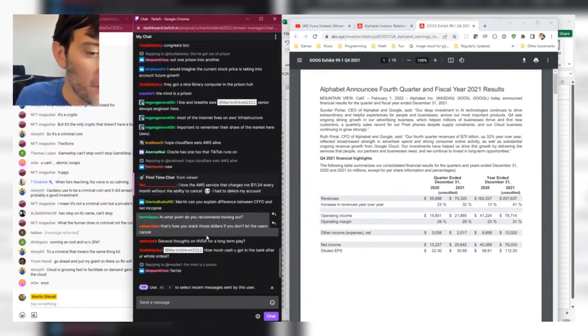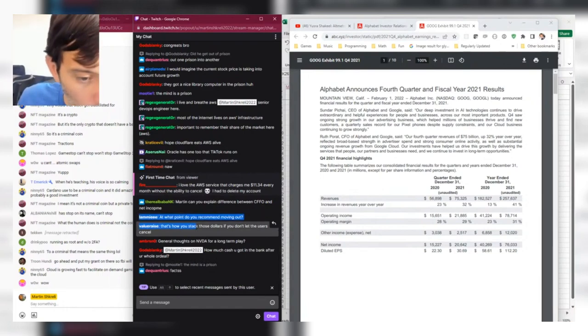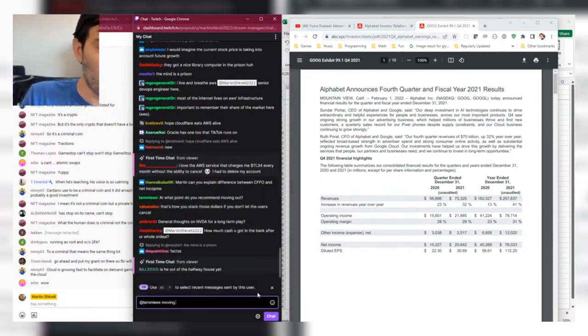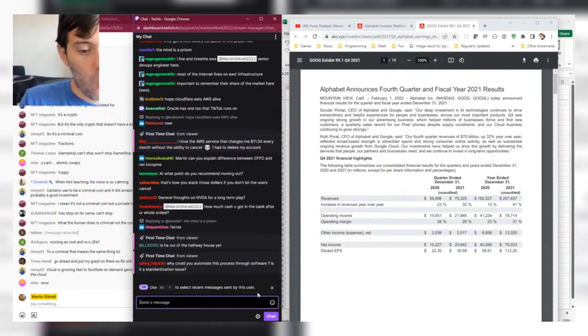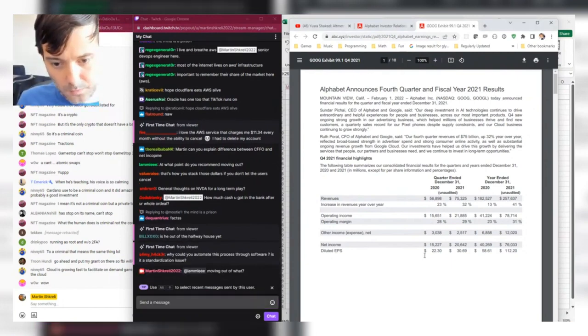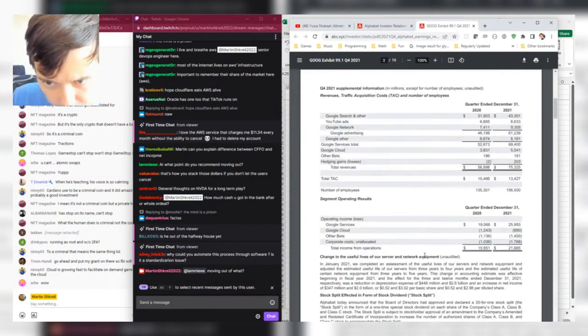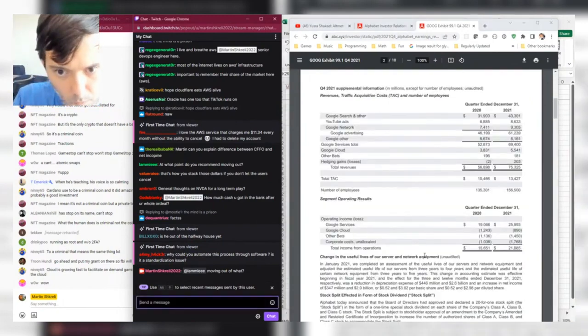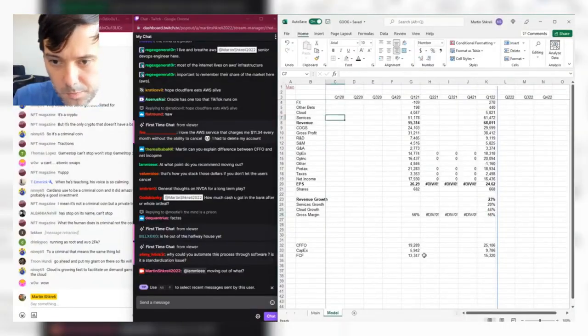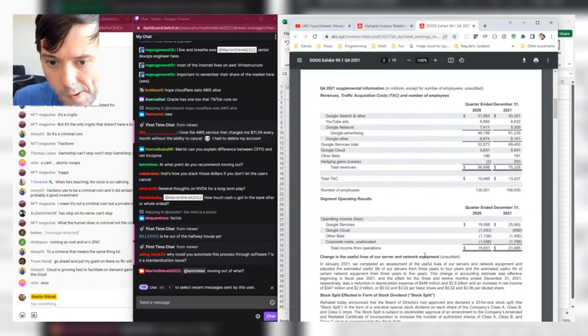At what point do you recommend moving out? Moving out of what? You don't want to automate this process. There's a lot, yeah, it just doesn't make sense to automate it. And it's hard to explain why, but I'll explain some other time.